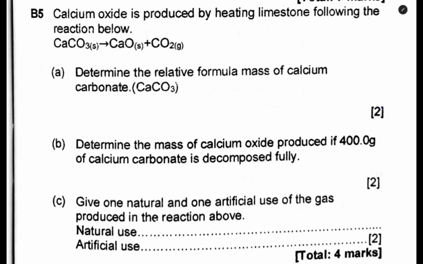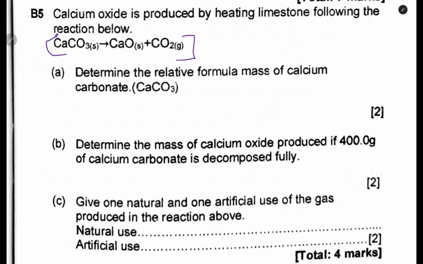In this video, let us have a look at questions from more concept. So we are going to answer questions from various years. And the first question that we are answering is this one. The question reads, calcium oxide is produced by heating limestone following the equation below. As you can see, this is the equation that we have.